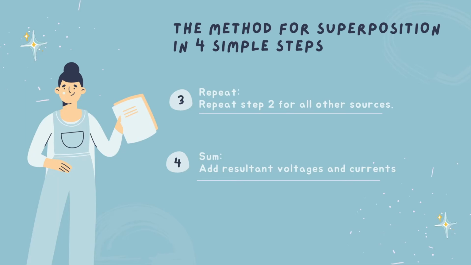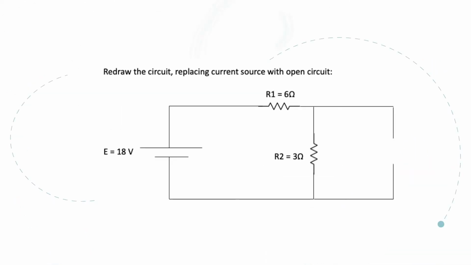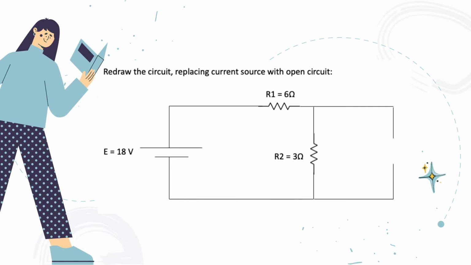Let's apply these steps to an example. Example 1 shows a circuit diagram whereby we have to find the value of I2 using superposition. Applying the 4 steps yields the following solution. 1. For this example, we can select either the current or voltage source to be the first point of reference. I chose the voltage source first. 2. Replace the current source with an open circuit and determine the unknowns. It helps to draw a diagram.